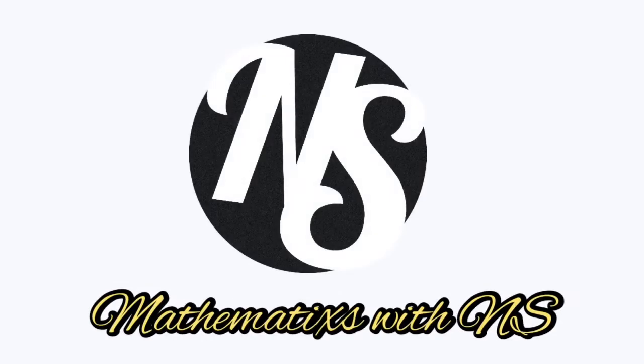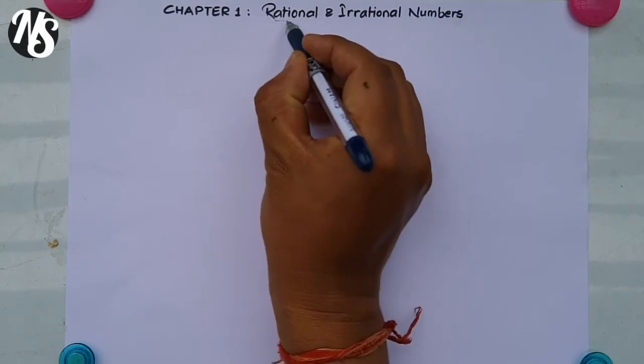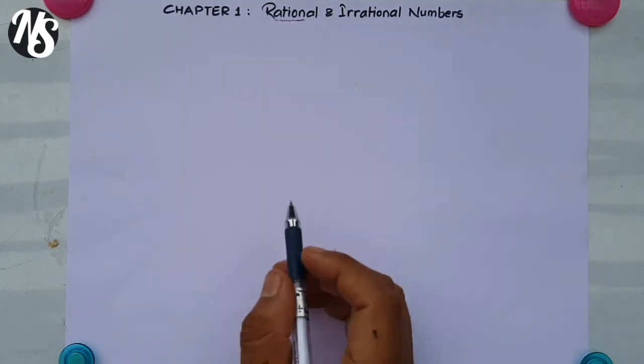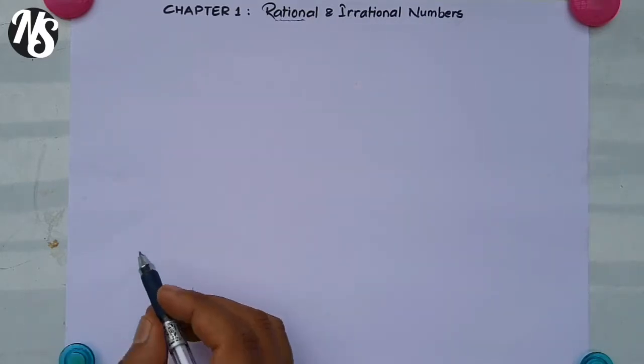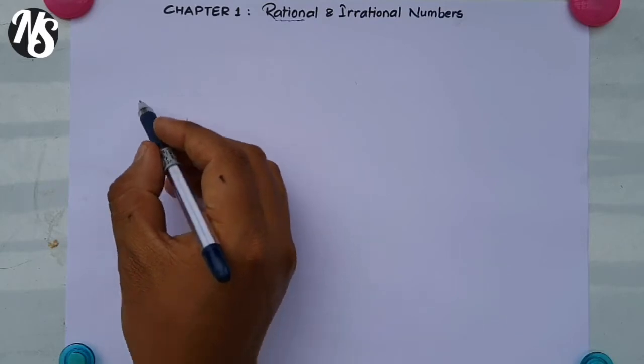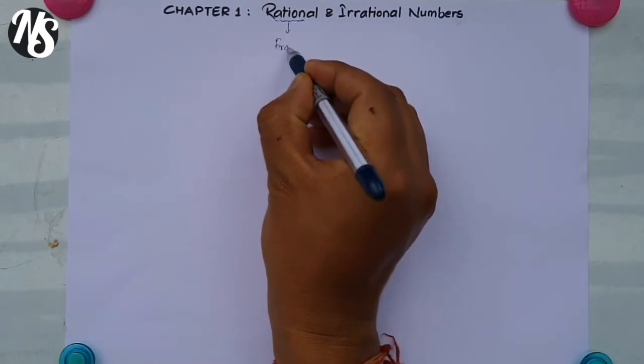Welcome back, dear students. Today we'll start a new chapter, and the name of the chapter is Rational and Irrational Numbers. As the name itself suggests, we are going to deal with rational and irrational numbers in this particular chapter. First and foremost, let's understand the meaning of a rational number. A rational number is basically a fraction.